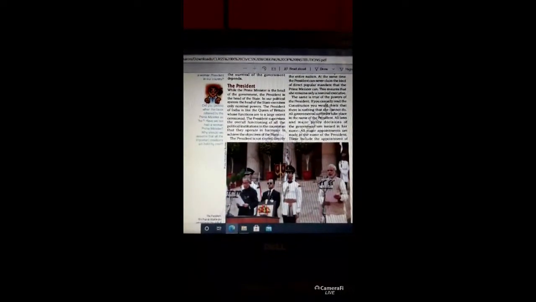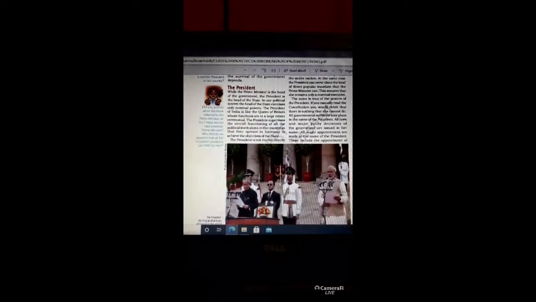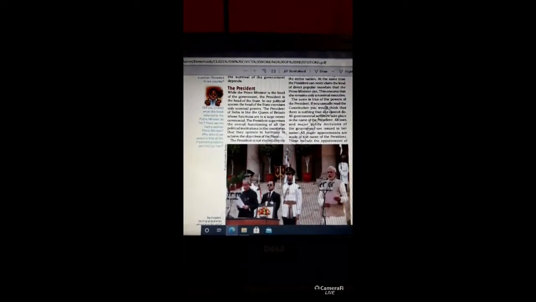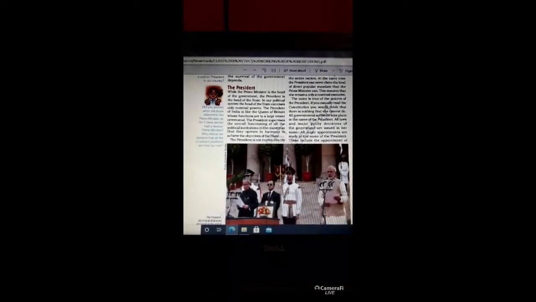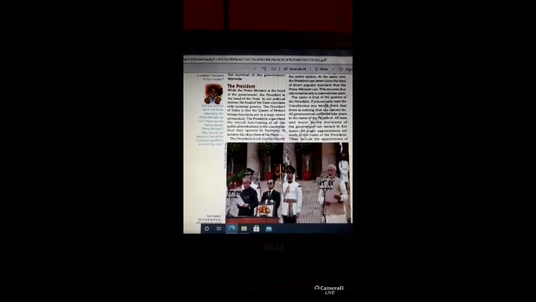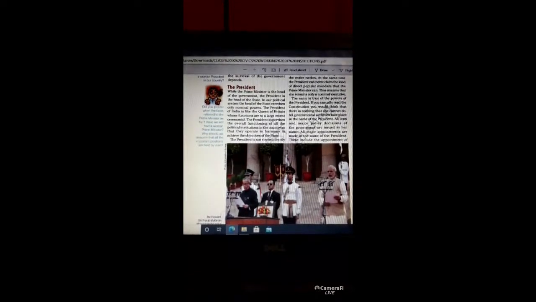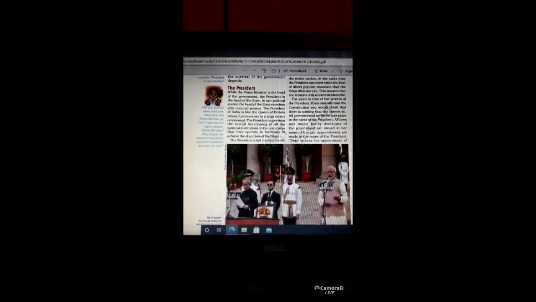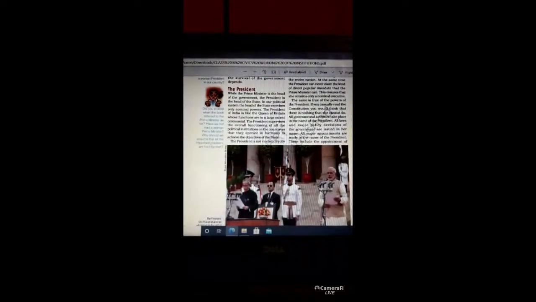Now, what power does he exercise? Now, the powers of the President. First, all governmental activities take place in the name of whom? The President, because he is the head of the state or country. So that is the reason all the government activities take place in the name of the President. Second, all laws and major policy decisions of the government are issued in the name of the President. Whatever laws or major policy decisions are taken, when they are issued, they are given the name of the President because he is the head of the country.